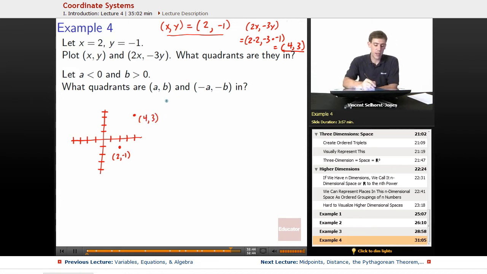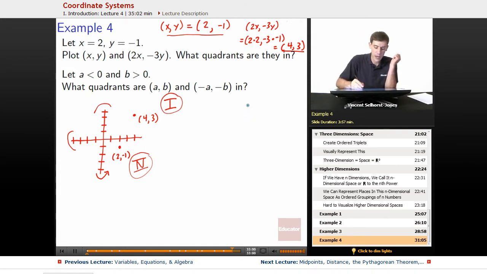So 4 comma 3 is in the first quadrant, and we count counterclockwise 1 to 2, 2 to 3, 3 to 4, and so this is in the fourth quadrant. So fourth quadrant, first quadrant, and there they are plotted.